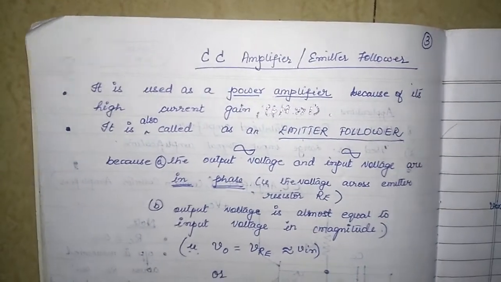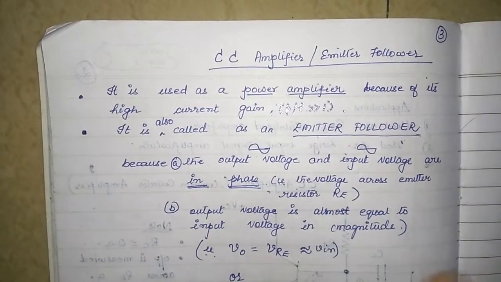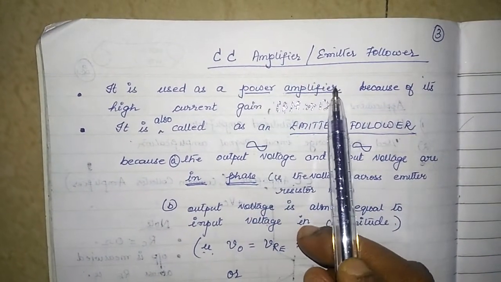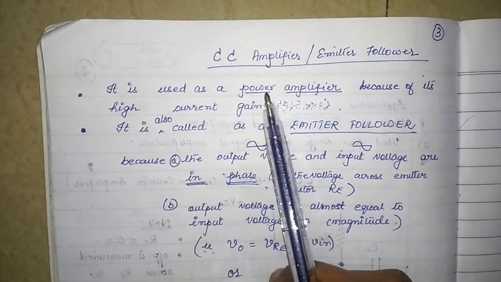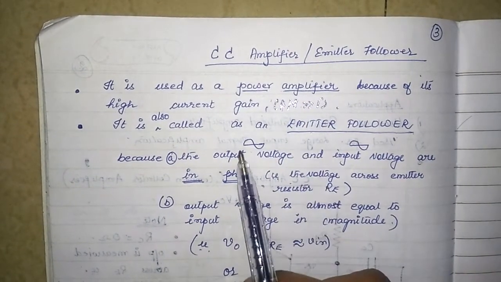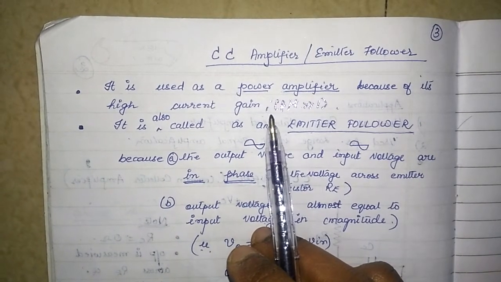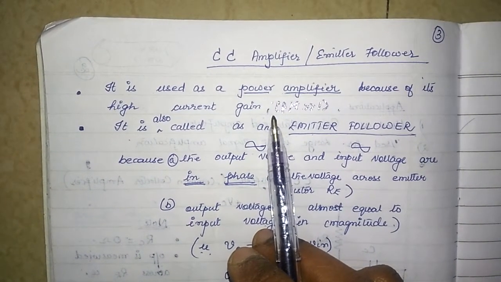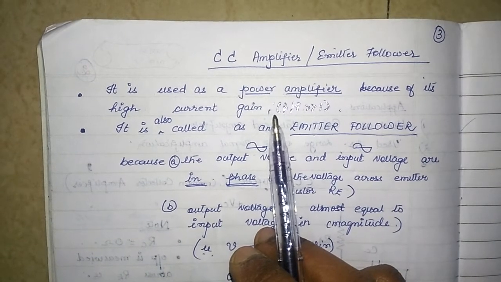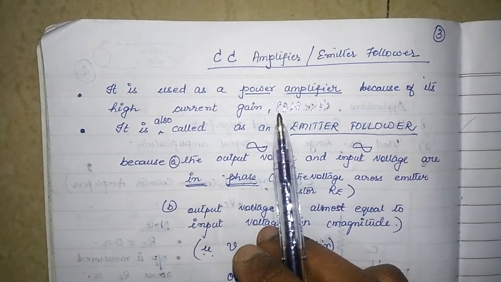So let us see what the next application is. It can be used as a power amplifier. Now what do you mean by a power amplifier? See, actually speaking, a power amplifier is a good current amplifier. In the last application we have seen that the voltage gain is close to 1. What is power gain? Power gain is a product of voltage gain and current gain. Voltage gain is close to 1, but it doesn't mean that a CC amplifier doesn't provide current gain.